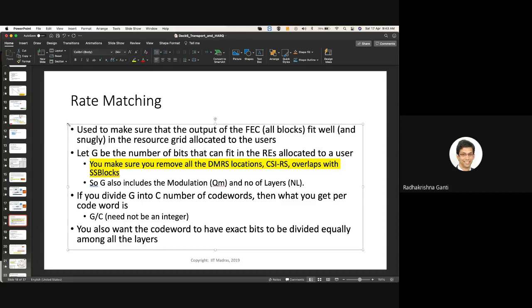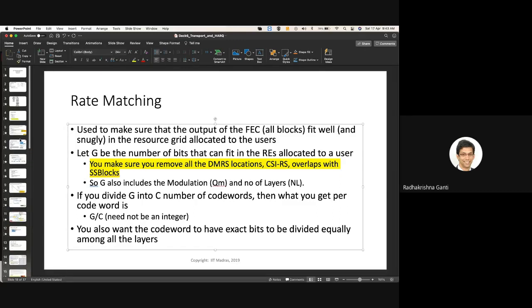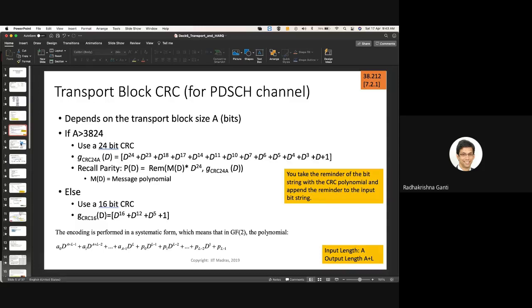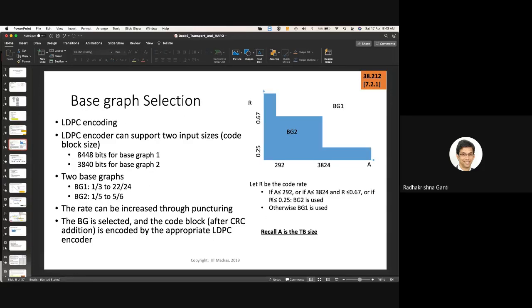Okay. So these FEC bits are taken and mapped into constellation points. These constellation points have to fit in the RE grid that you have. The question is, how do you do that? And how do you achieve whatever code rate you want effectively? Okay. So remember, our effective code rate is given by R. This is approximately the code rate that you want. This is given by the scheduler.